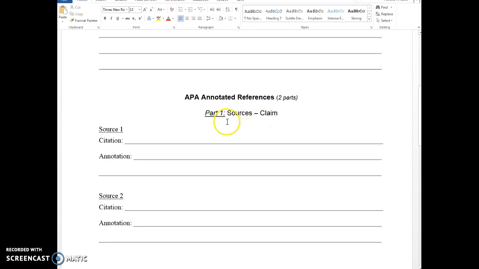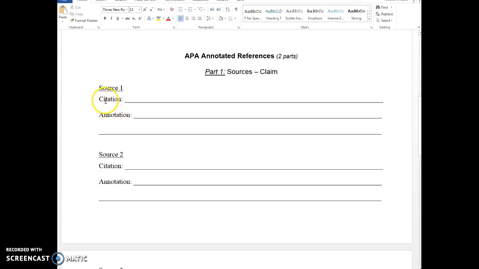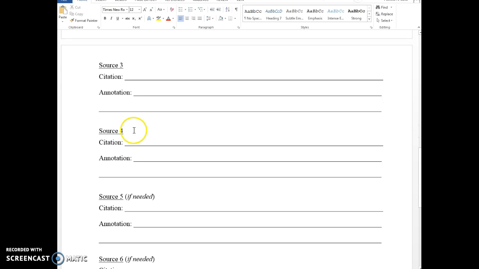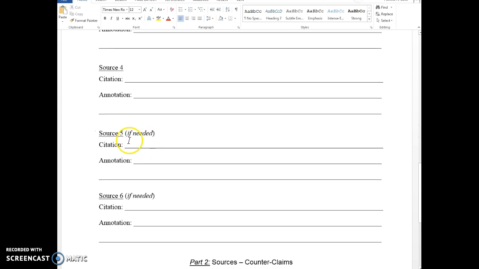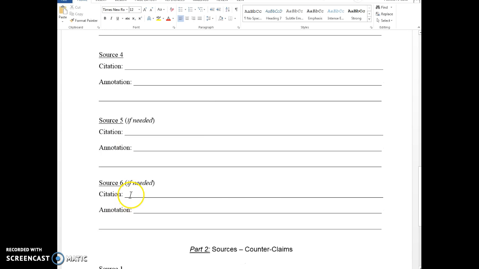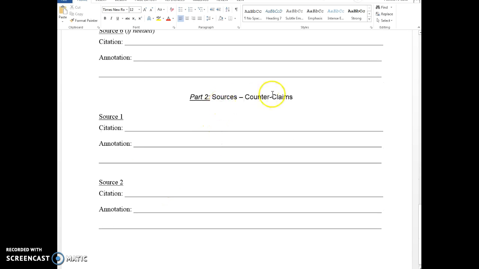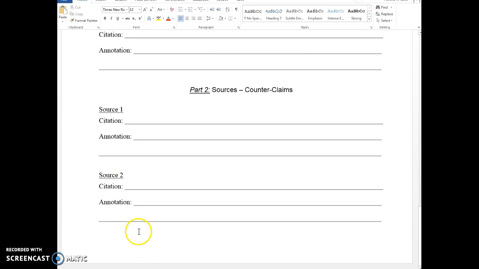Then following is part one, which I talked about, the sources that support your claim, your side of the issue. Notice we ask you for the APA citation and then the annotation. And you must have at least 4 sources, but we've given you room if you have a 5th and 6th source. And then part 2 is the sources for the counterclaims. You have to have at least 2 of those, but feel free if you need to. There's space underneath where you can add to that.